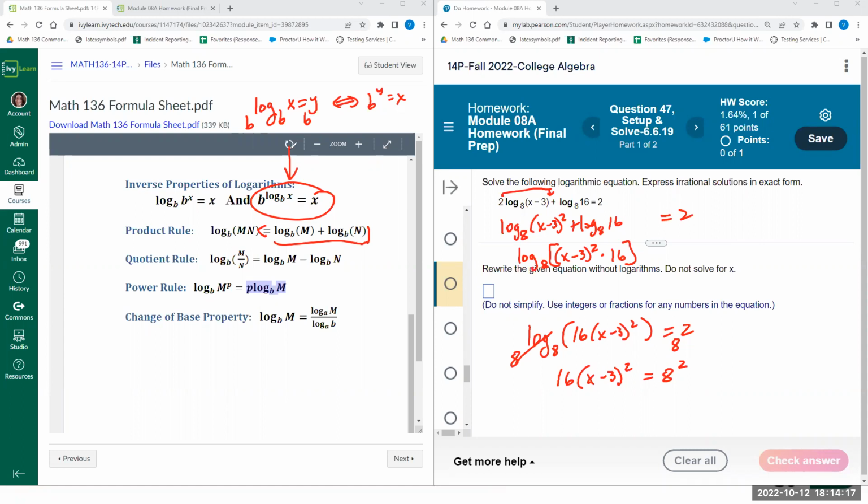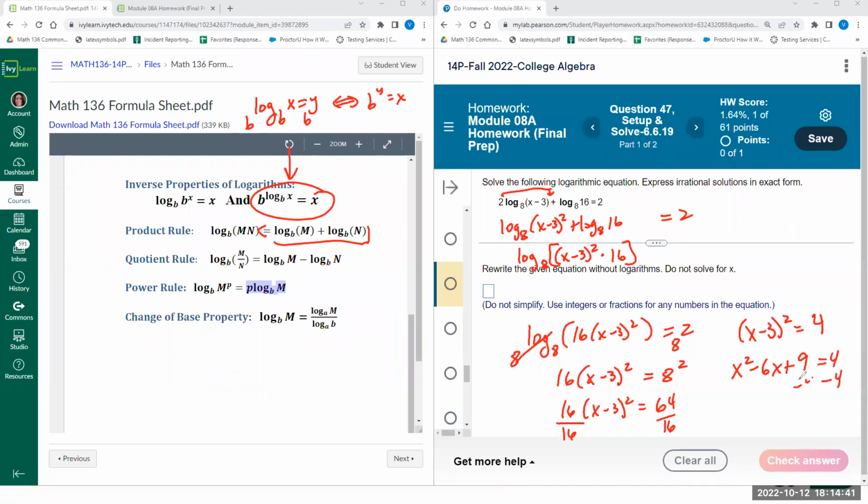So at this point now, it's not logs anymore. We can solve it. So this is 16 times (x minus 3) squared equals 8 squared, which is 64. Then I'm going to divide both sides by 16. And so I have (x minus 3) squared equals 4. (X minus 3) squared is x squared minus 6x plus 9.